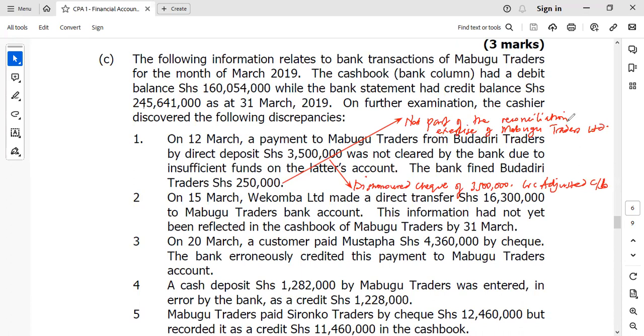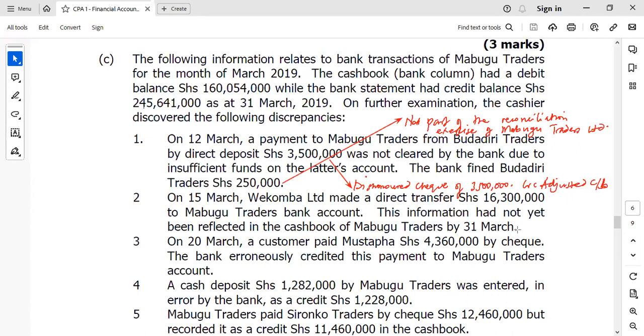Then note 2. On 15th March, Wekomba Limited made a direct transfer of shillings 16,300,000 to Mabugu Traders' bank account. This information had not yet been reflected in the cash book of Mabugu Traders by 31st March. So this was a direct transfer made by Wekomba Limited, but of course this has not yet been reflected in the cash book.